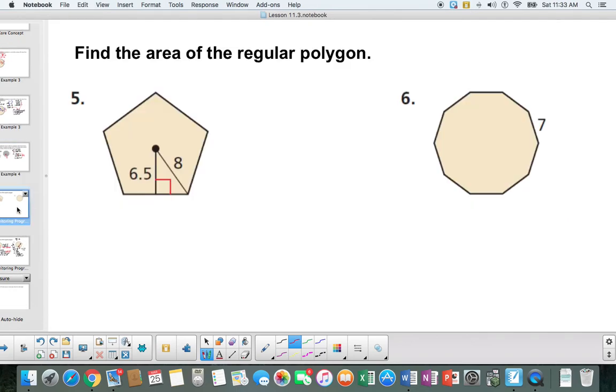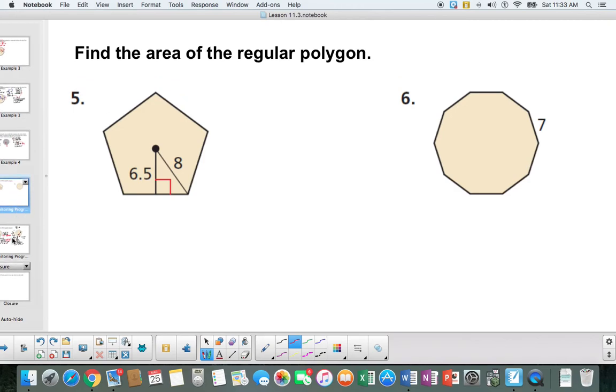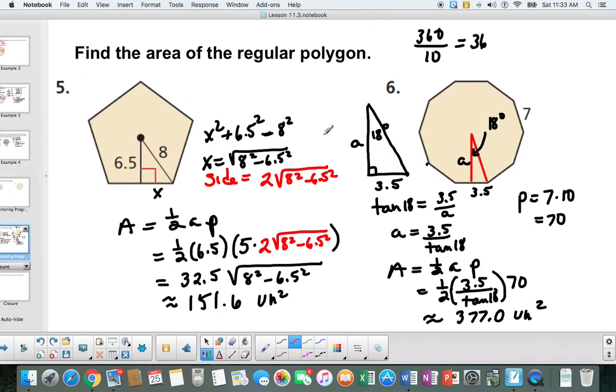Okay, your turn. Go ahead and stop the screencast and see what you can do. And here's the answer. 1/2 AP. I have my apothem. You can see my apothem is right here. So I need to figure out what x is. Once I figure out what x is, I can double that, and that'll be my side. And since there's 5 of those, I'll multiply it by 5, and then there's my answer.